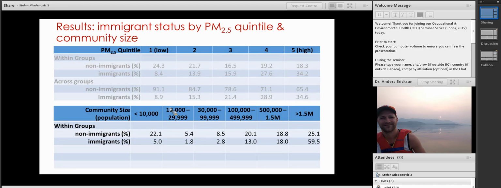Looking at community size, again there's a fairly even distribution across these different sizes of communities. This ranges from less than 10,000 people all the way up to greater than 1.5 million population. This last category refers basically to Vancouver, Toronto, and Montreal.